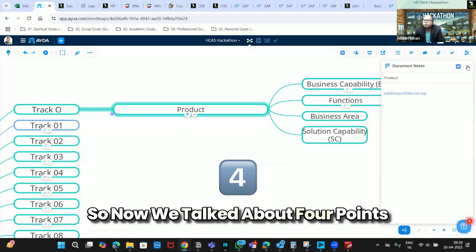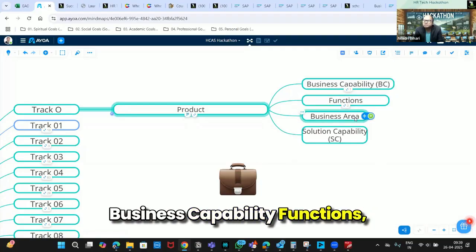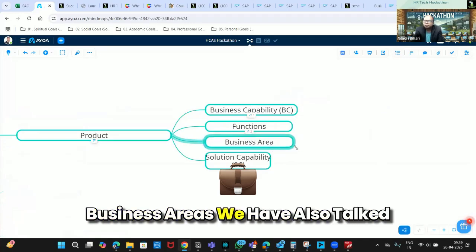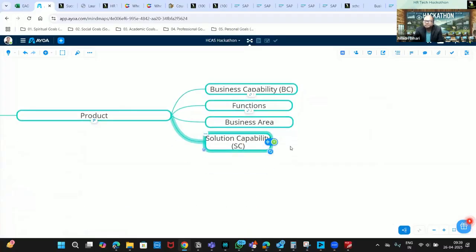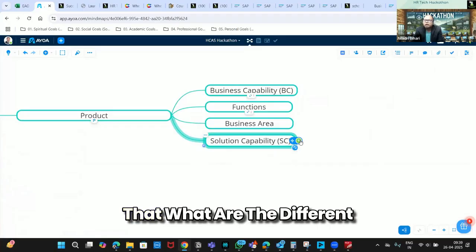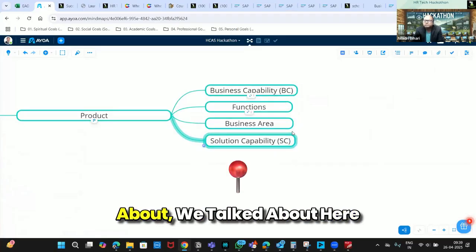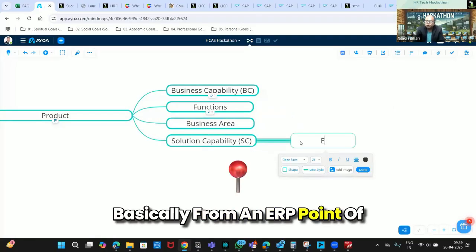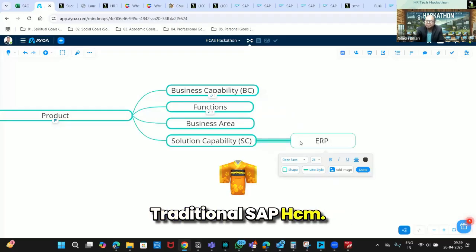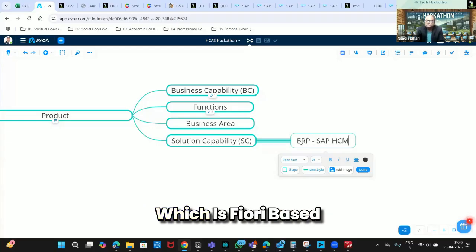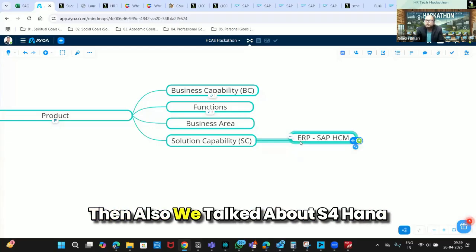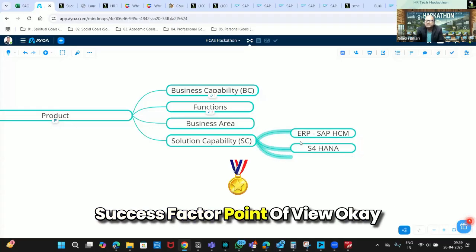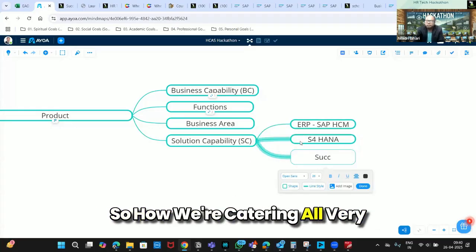From a product point of view, we talked about business capability, functions, and business areas. Then under business areas, we also talked about solution capabilities. Under solution capability, we talked about the ERP point of view, the general ERP, that is traditional SAP HCM. Then we have seen the Fiori-based applications, then S4HANA based, and also the SuccessFactors point of view. So we're catering to all, very inclusive.